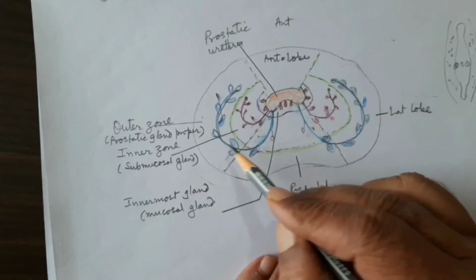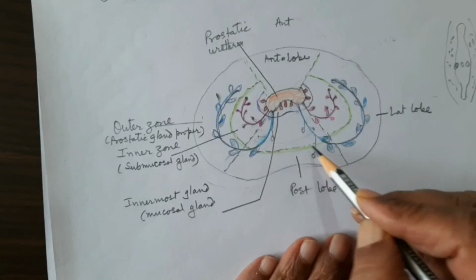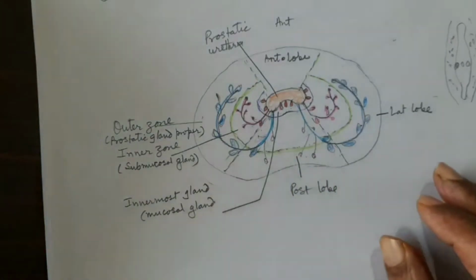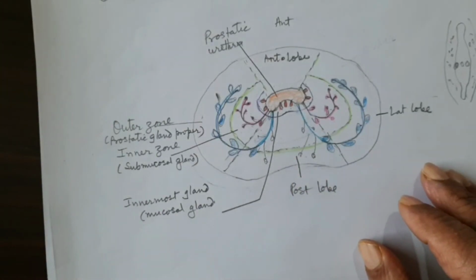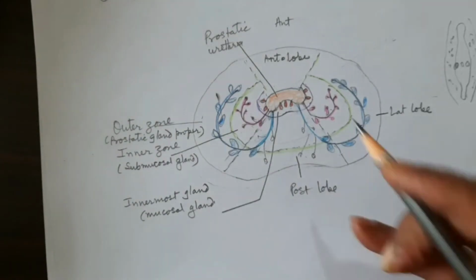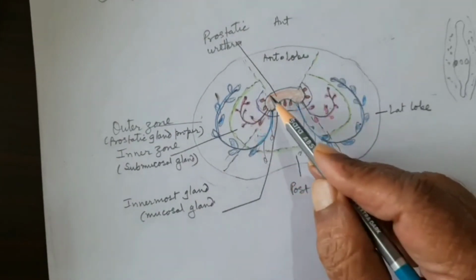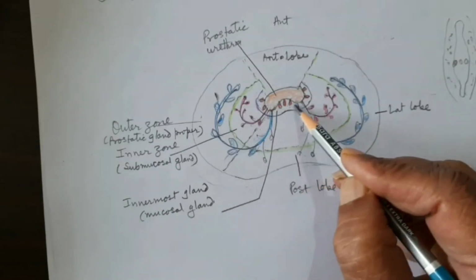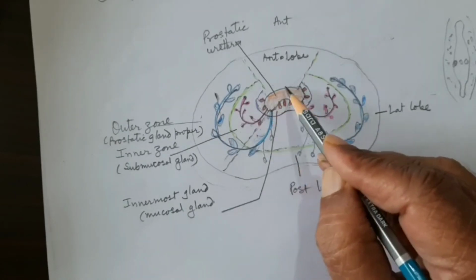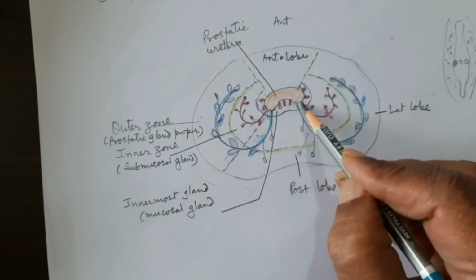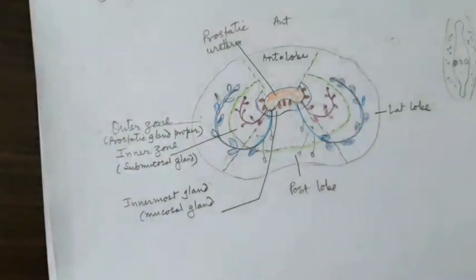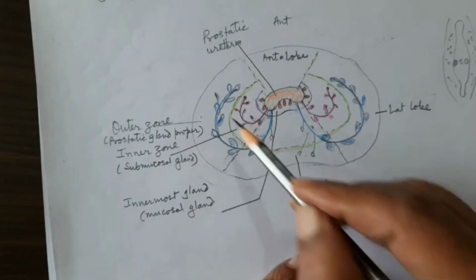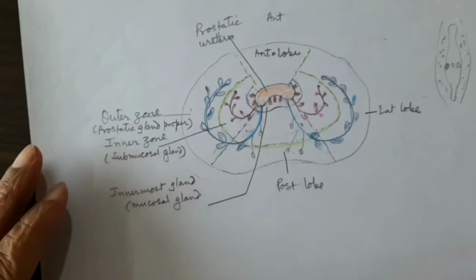They are present in the lateral lobes. I have not drawn many in the posterior lobe, but they are also present in the posterior lobe. Now the inner zone, which is also called the submucosal zone, surrounds the periphery of the urethra in the lateral and posterior lobes, not in the anterior lobe. This is called the innermost zone, and they are called mucosal glands. So mucosal and submucosal glands are there, and outer zone glands are called the prostatic glands proper.